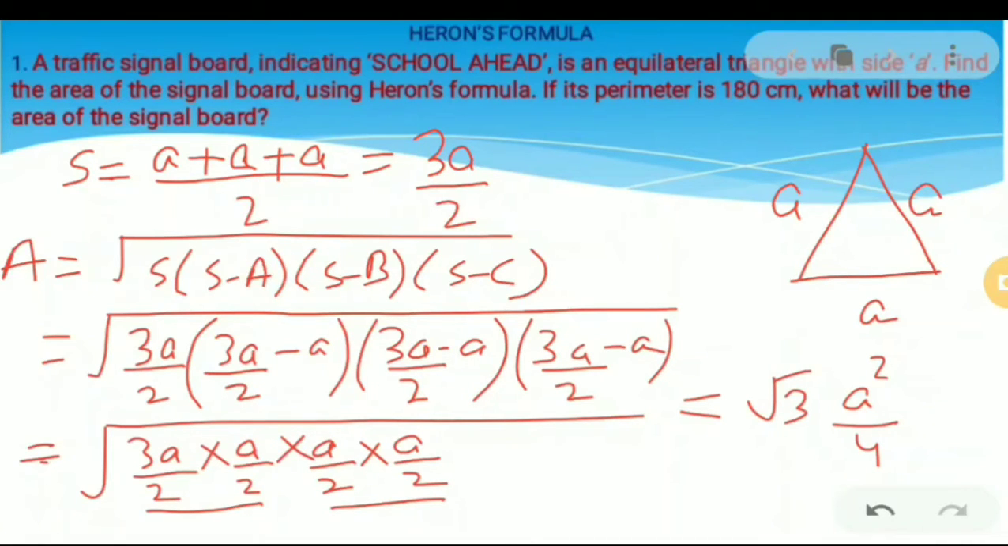So we see that the area of an equilateral triangle is root 3 by 4 into a square, where a is the side of the triangle. This way we can derive the formula for the area of an equilateral triangle, that is root 3 into a square by 4. Now we have to find the area of the triangle if its perimeter is 180. So let me find this.